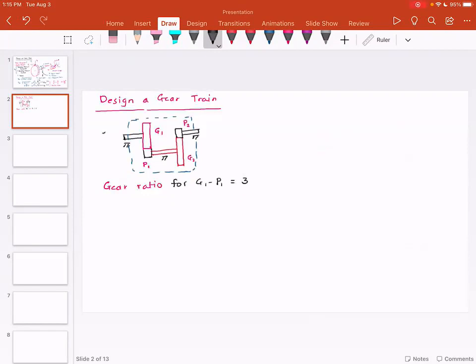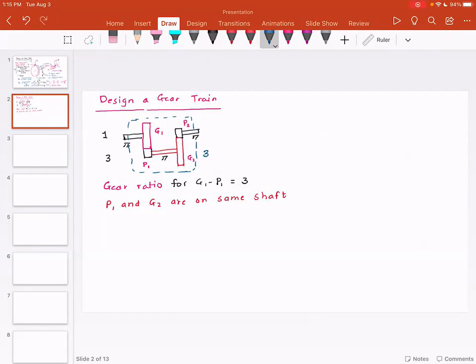That means one revolution of gear 1 generates 3 revolutions of pinion. Now, since pinion 1, P1 and G2 are on the same shaft, three rotations of pinion 1 would result in 3 rotations of gear 2.